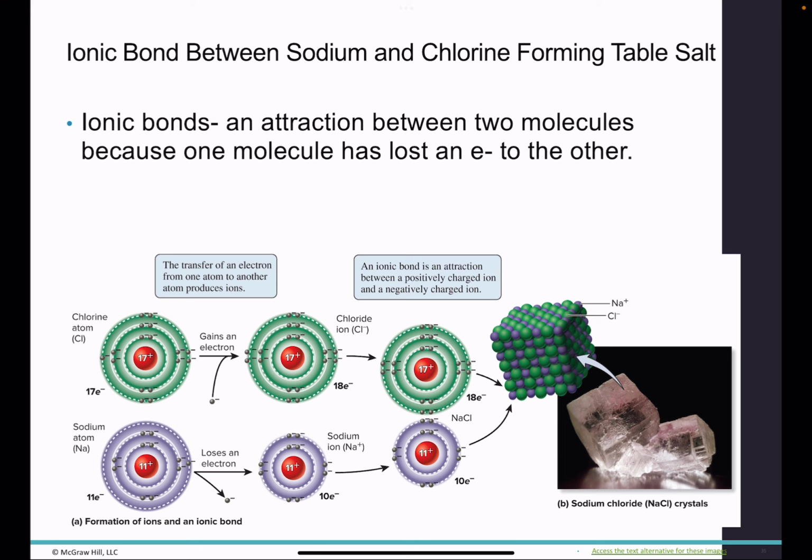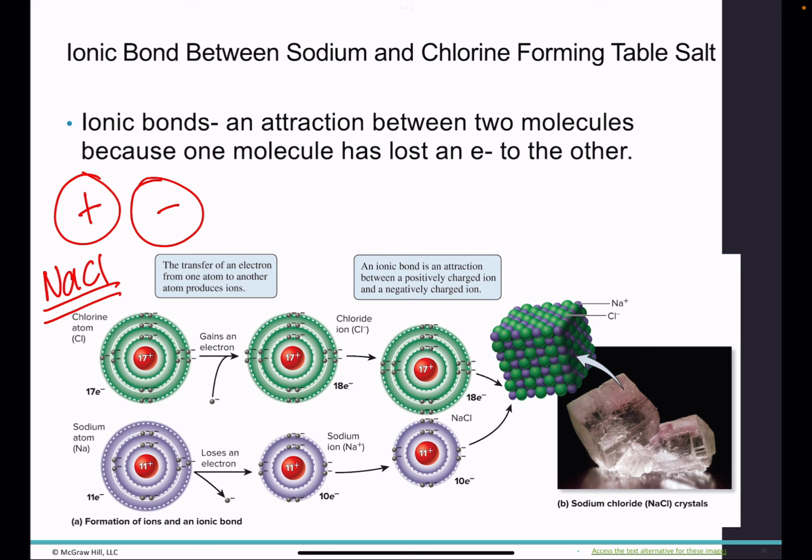So first we have the loss of the electrons produce the ions. Second, we have the formation of an ionic bond. Now the ionic bond forms when you have that loss of electron that produces a positively charged molecule and a negatively charged molecule or atom. And then because opposites attract, the positive atom is going to be attracted to the negative atom. So here we've got sodium chloride as our example.